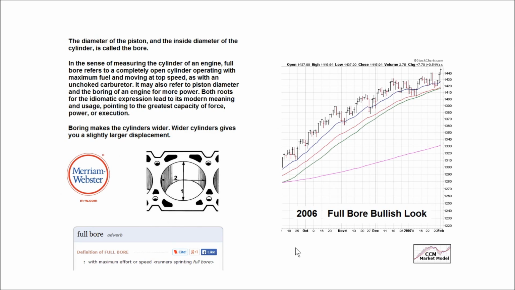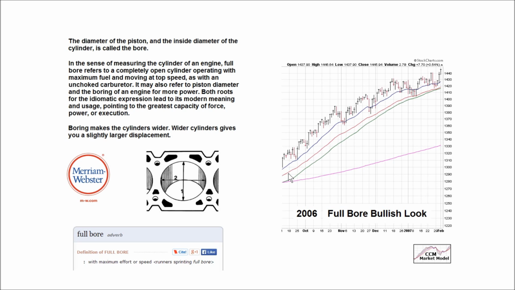Regular viewers and clients know that we talk about full bore bullish looks and full bore bearish looks to help us determine and understand probabilities. If you want to understand the meaning of the term full bore, it's an automotive term, at least from my perspective, and it talks about the bore of a cylinder wall. If you bore out a cylinder in your engine, a wider cylinder, at least in theory, will give you a larger displacement, which it will, and will add a little bit of horsepower. So full bore, you can think of it as full throttle or pedal to the metal.